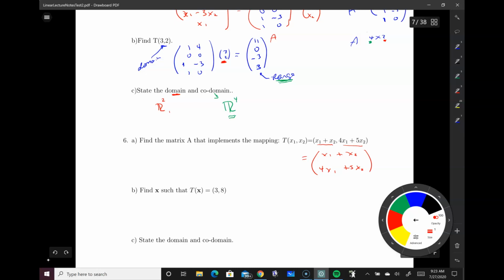So I'm trying to find out what is the matrix A that if I multiply it times the column vector x1, x2, I get this. So hopefully you can see A is this matrix right here. All right, so this is saying find the x's in the domain that go to the vector 3, 8. So that's talking about an augmented matrix. So I want to find out the x's if I solve this augmented matrix.